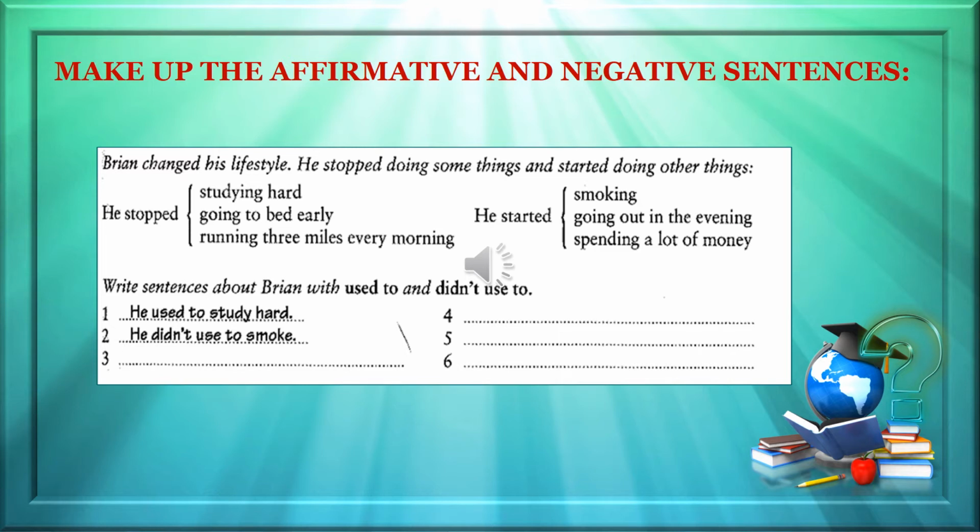Say or write sentences about Brian with used to and didn't used to. You see the examples here. He used to study hard. He didn't used to smoke.